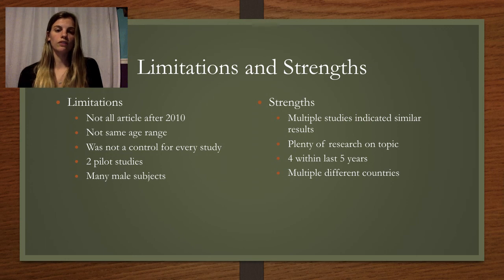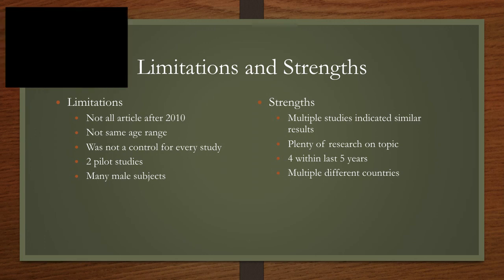Another strength was that 4 of my 10 articles were within the last 5 years, with one of them being from 2019. I felt this was a strength because I was able to find current research that was up to date on the topic. My final strength is that I used articles from 5 different countries. This allowed for a better representation of this population, since this is seen worldwide.